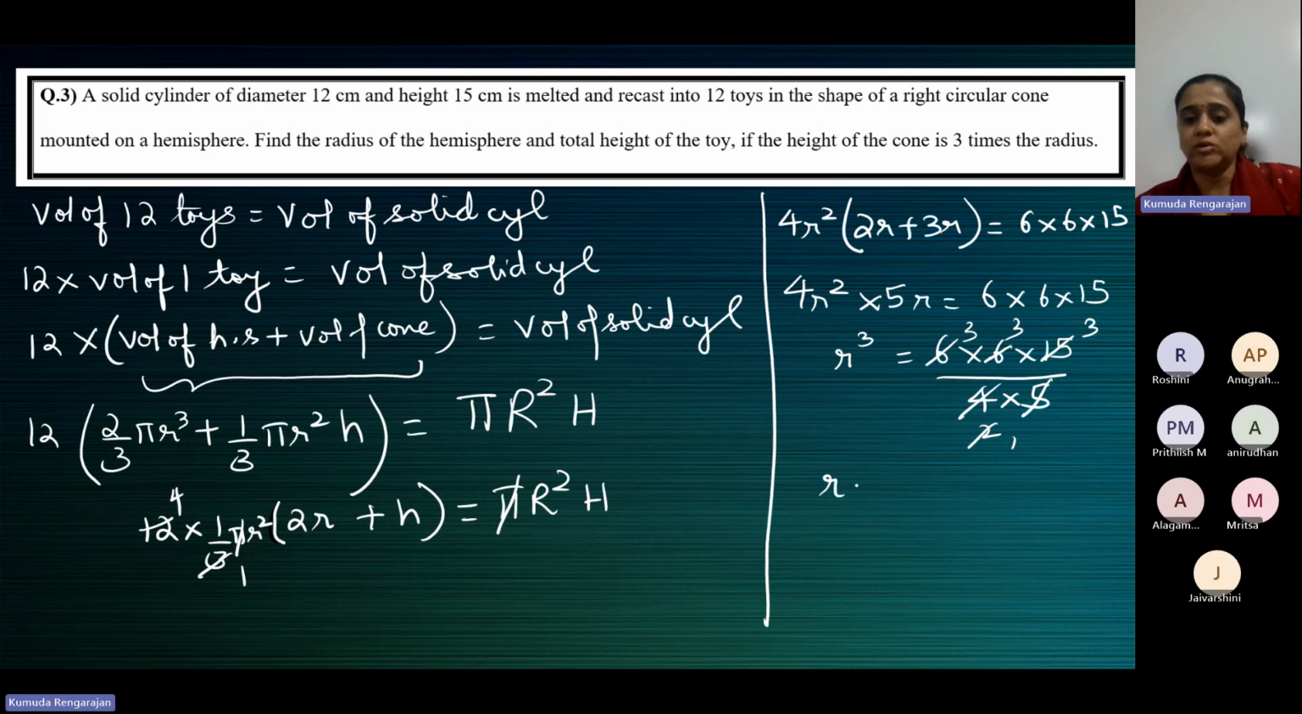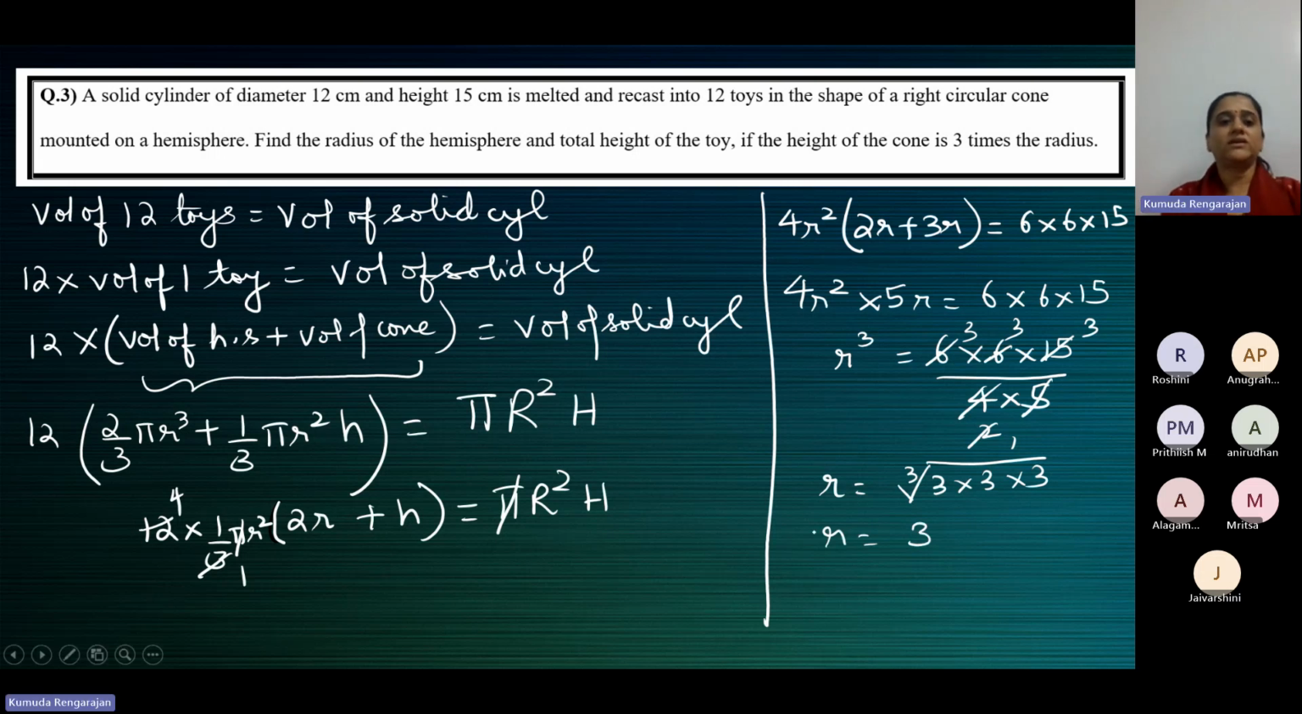So R is 3. R is equal to the cube root of 3 into 3 into 3. You don't have to multiply at all. So R is equal to 3. So we needed to find the radius of the hemisphere, 3, and the height of the toy. What's the height of the toy?